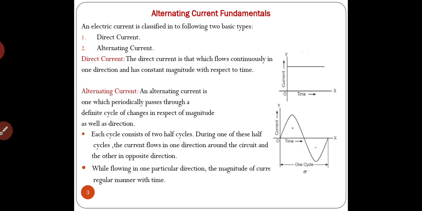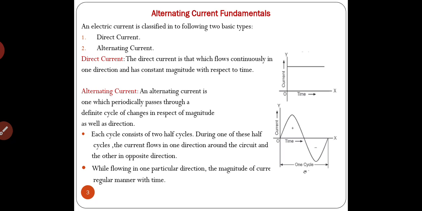Alternating current fundamentals. An electric current is classified into following two basic types: direct current and second one is alternating current. Always an electric current is classified as direct current and alternating current. The direct current is that which flows continuously in one direction and has constant magnitude with respect to time. It doesn't change in magnitude or in direction. With respect to time, it is always having a constant magnitude.